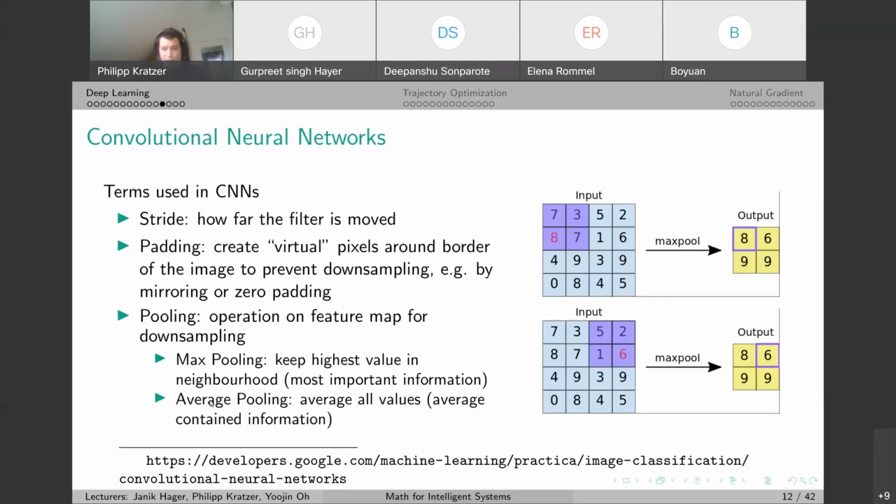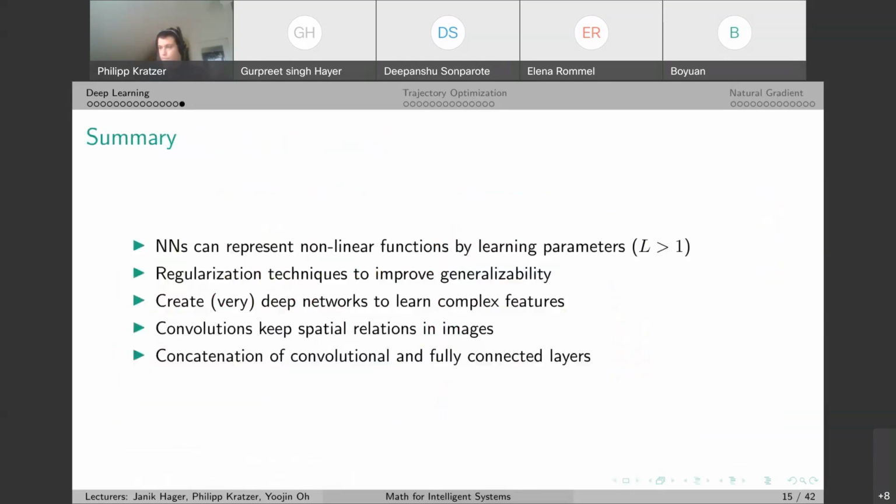There are also other ways, like average pooling, where you use the average of the numbers. No, this is the max pooling. Fine, thank you. Okay, thanks for the question.